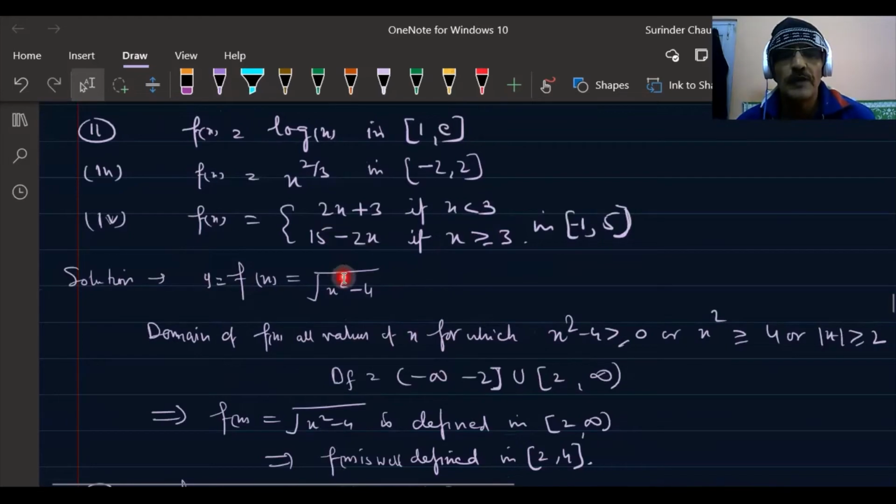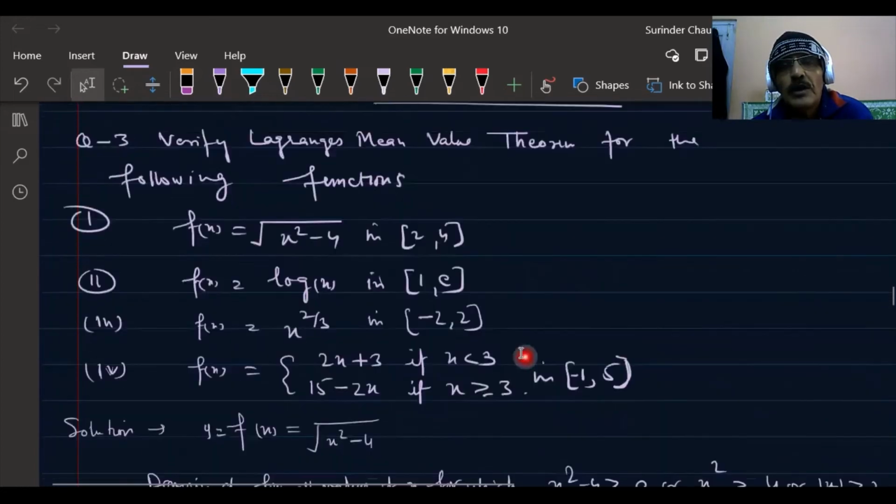So this function is well defined if the term under the root is greater than or equal to 0. Otherwise, it will become complex, because we are dealing with the real valued function. So this will be a real number if x squared minus 4 is greater than or equal to zero. Adding 4 to both sides, we got x squared is greater than or equal to 4. Taking the square root of both sides, modulus x is greater than or equal to 2. It is undefined if modulus x is less than 2. So the domain of the function will be minus infinity to minus 2 closed, union 2 to infinity.